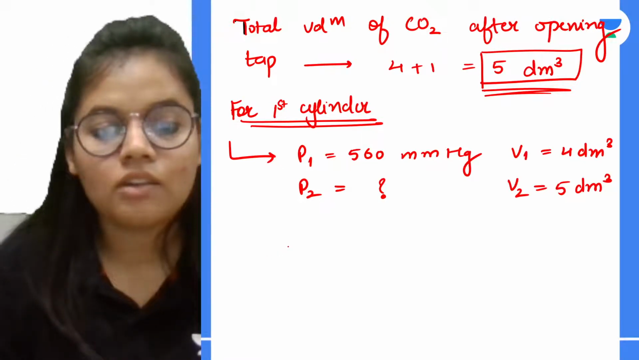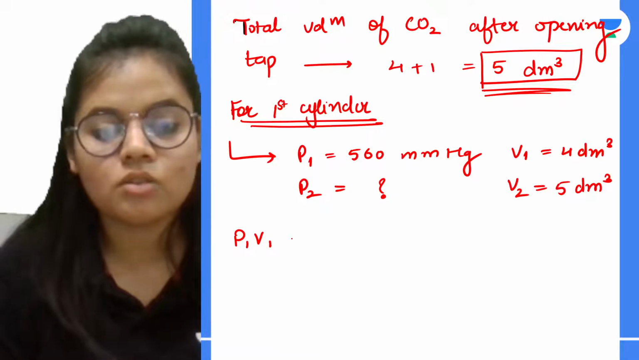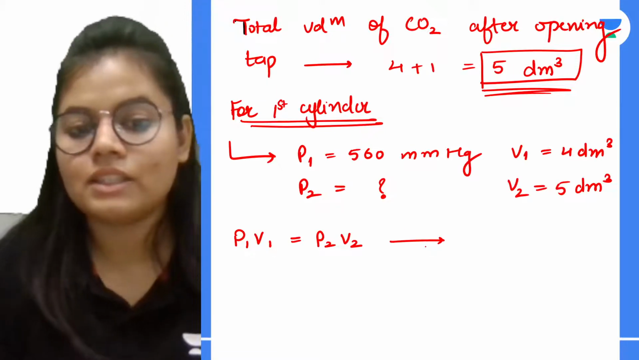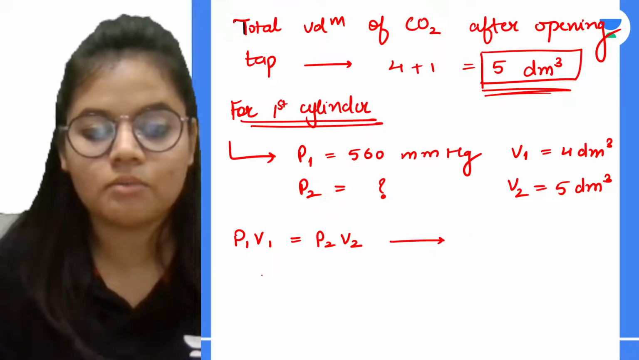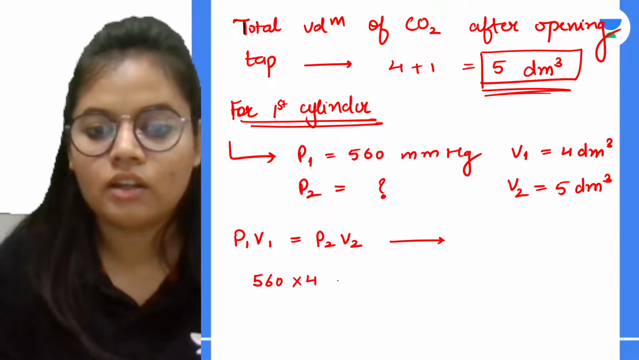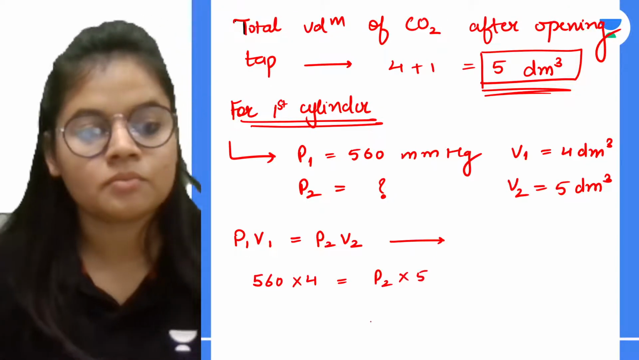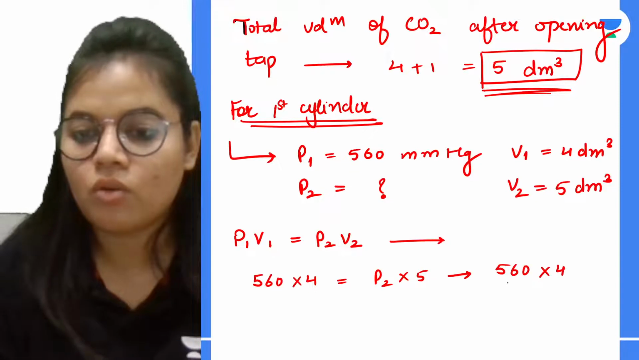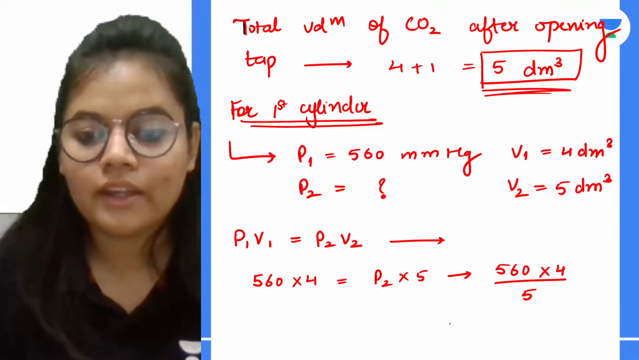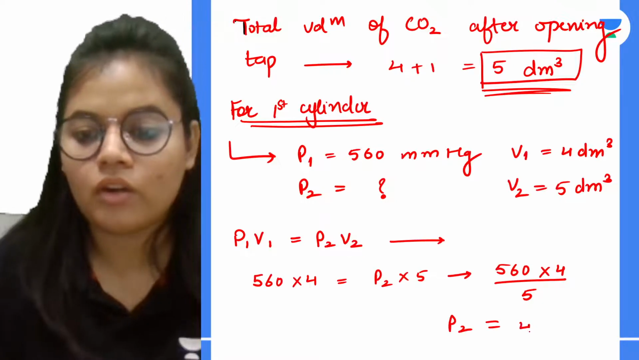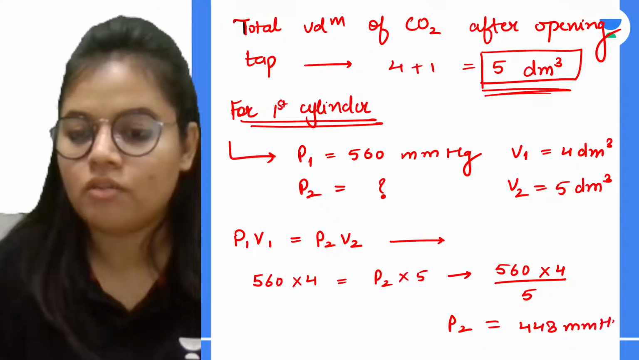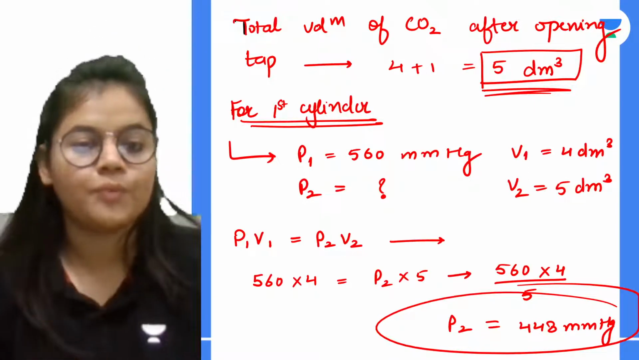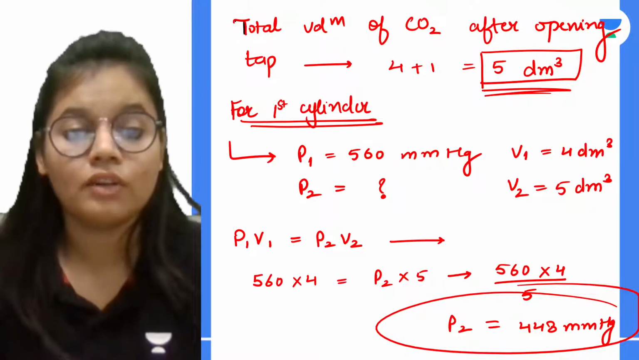Okay, so putting the values in the equation, since temperature is given as a constant quantity, P1 V1 is equal to P2 V2. So we will put the values in this equation. It's 560 into 4 is equal to P2 into 5. Okay, transferring the values, 560 into 4 upon 5. Solving it, we will be getting pressure 2 is equal to 448 millimeter of mercury. This is the pressure 2 of our first cylinder. Okay, the final pressure of cylinder first.